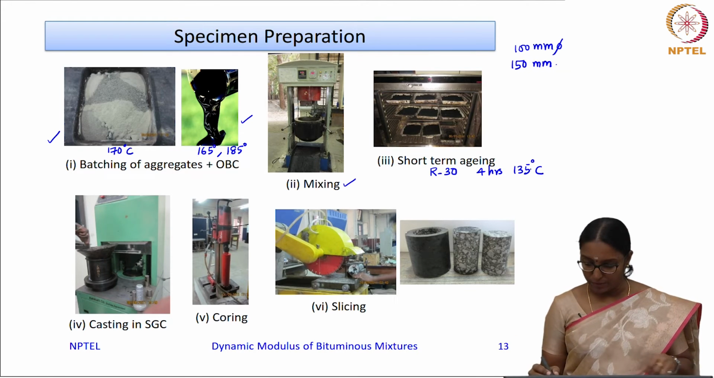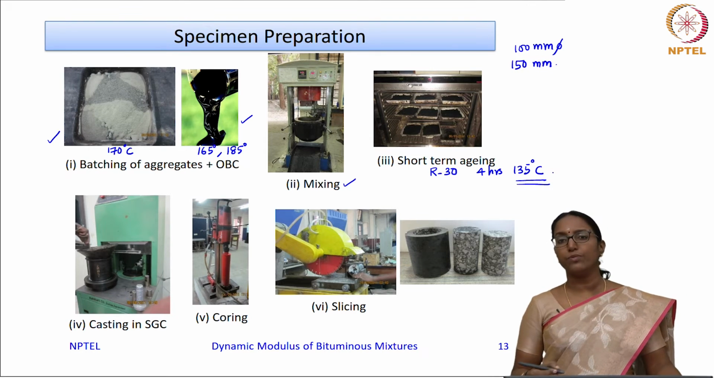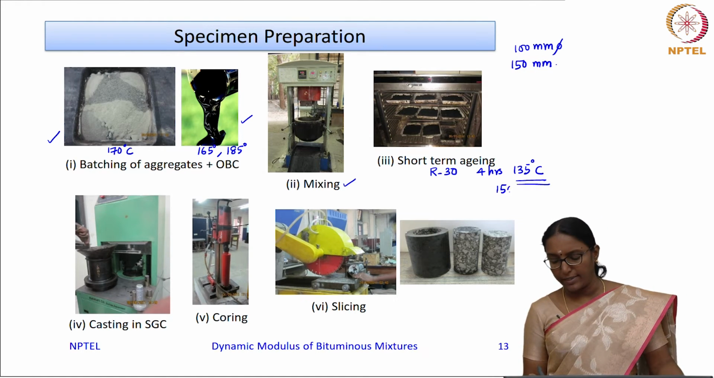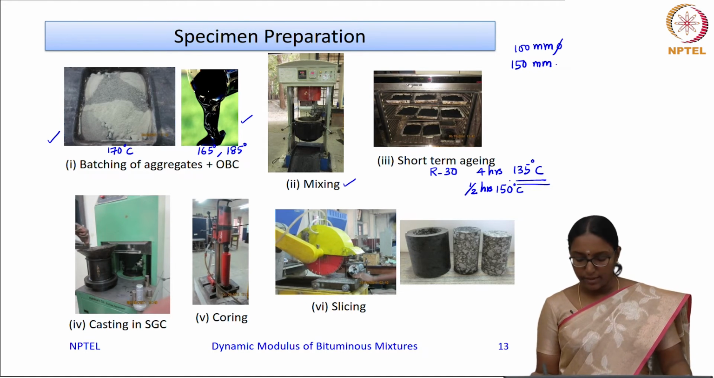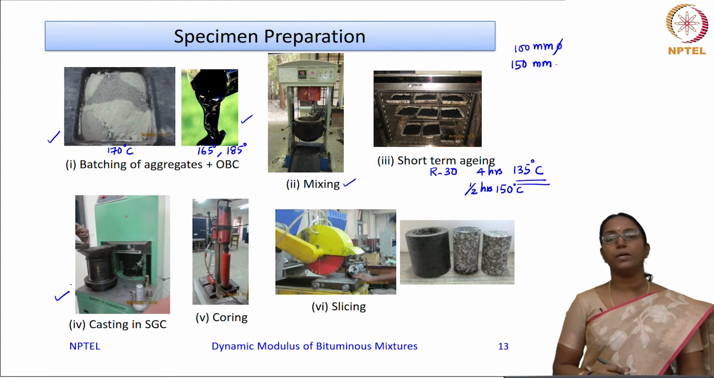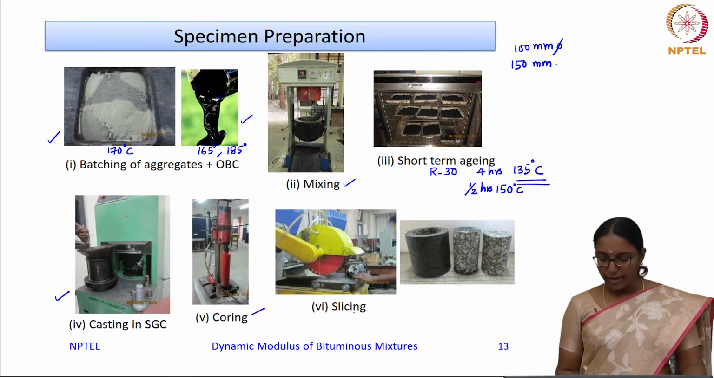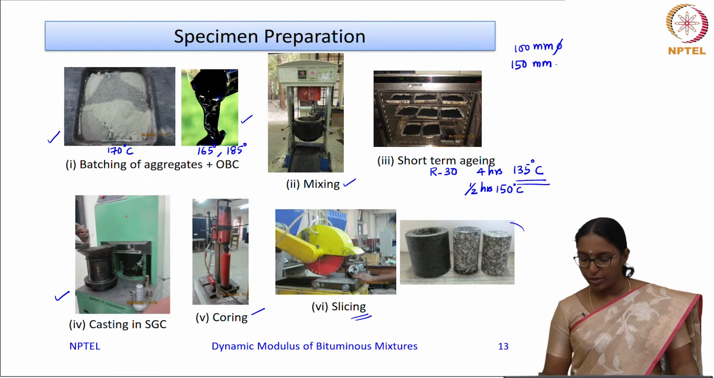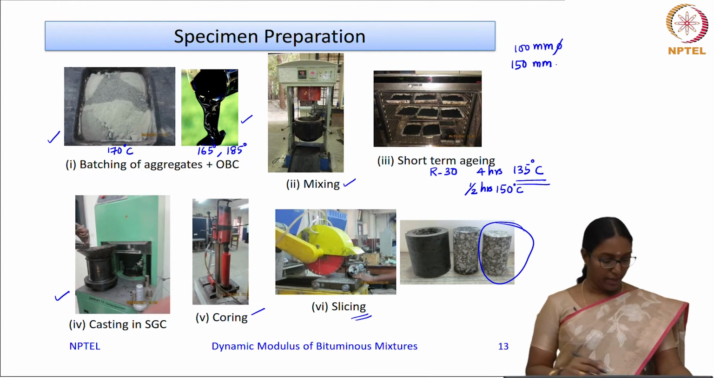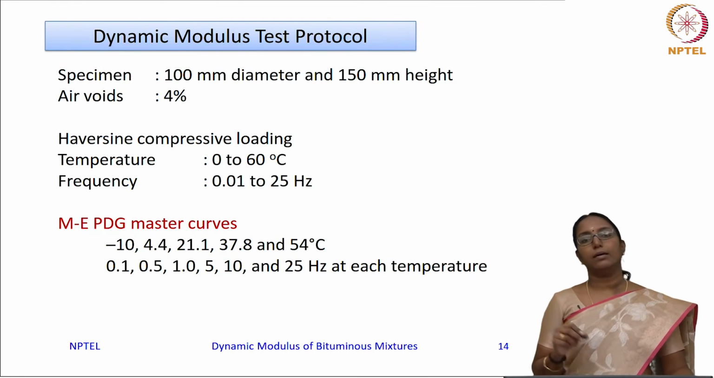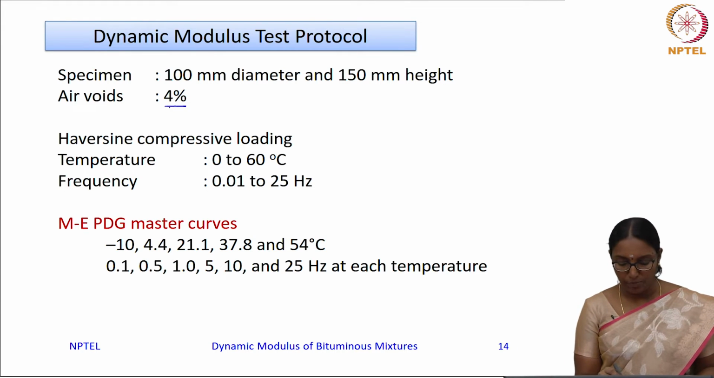aging are in her lecture. So, after 4 hours, you will take it and heat it to around 150 degrees Celsius so that you can compact it properly for around half an hour, and this mixture will be compacted in a Superpave gyratory compactor. Now, the compacted specimen will be cored and then sliced to get your required specimen of 100 mm diameter and 150 mm height. Now, the air void content at which you will do this dynamic modulus test is 4%.